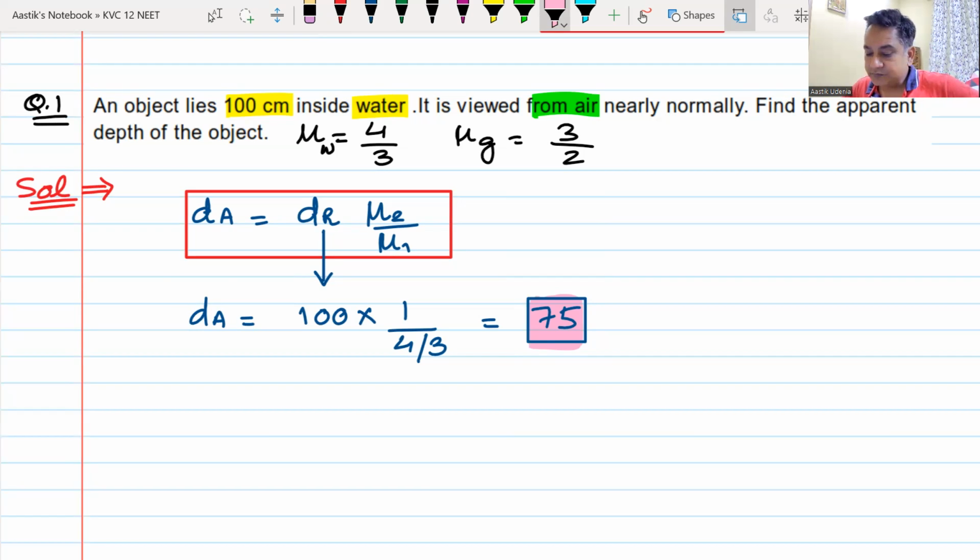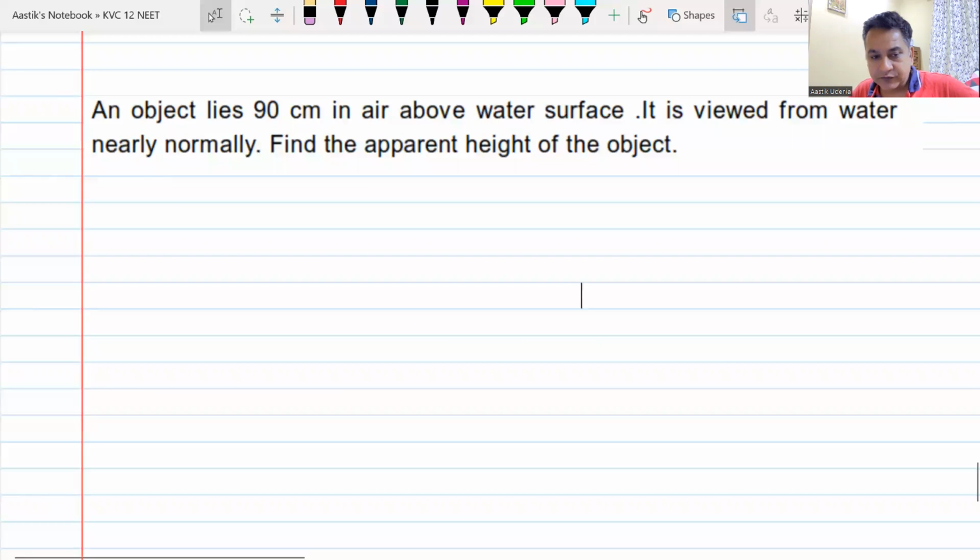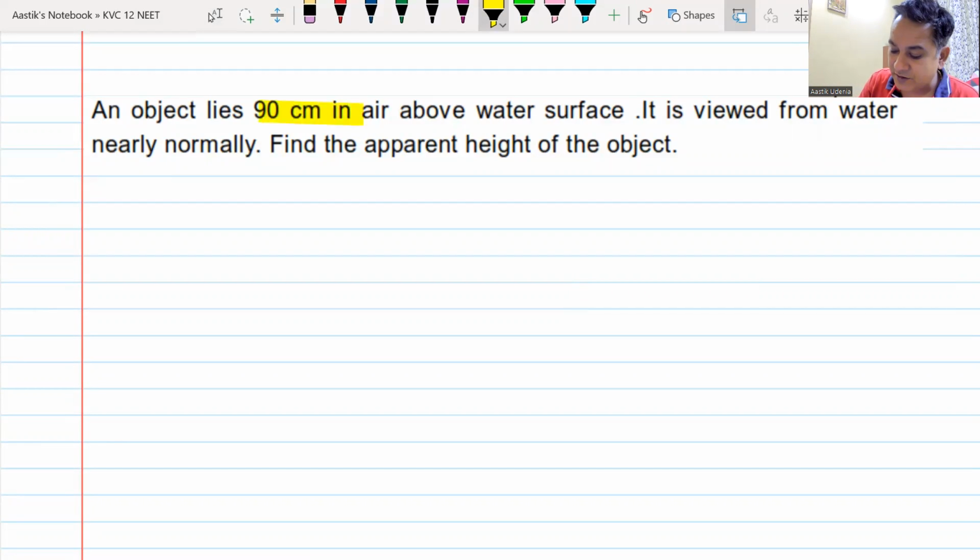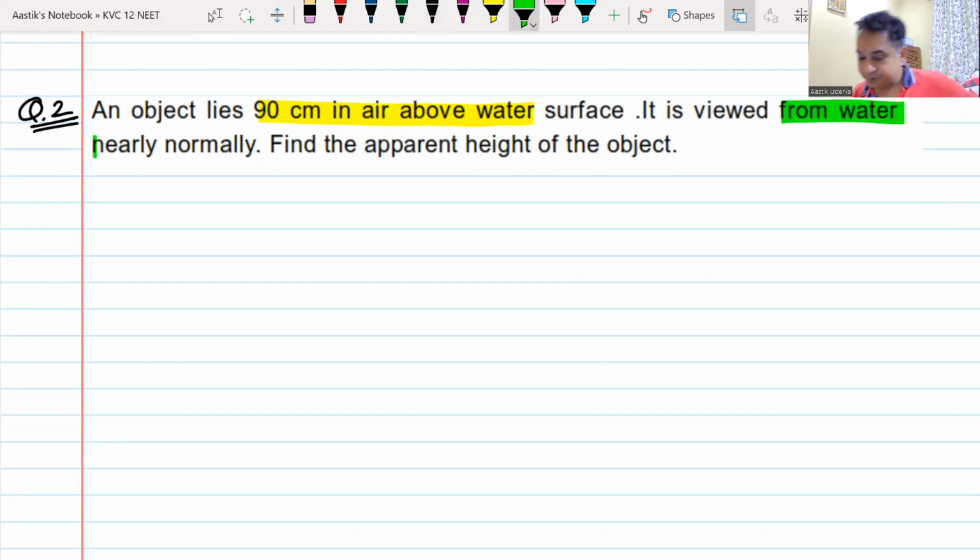And now, this is the next question coming on your screens right away. Things have changed. The object lies 90 centimeter in air above the water surface. Question number 2. I think it is from your module. It is viewed from water, so that is our mu2. Find the apparent height of the object.